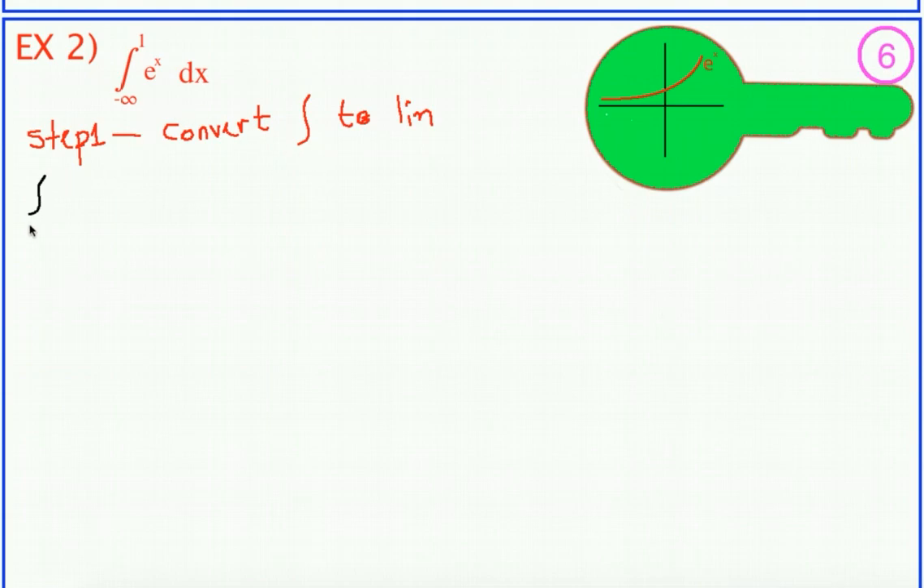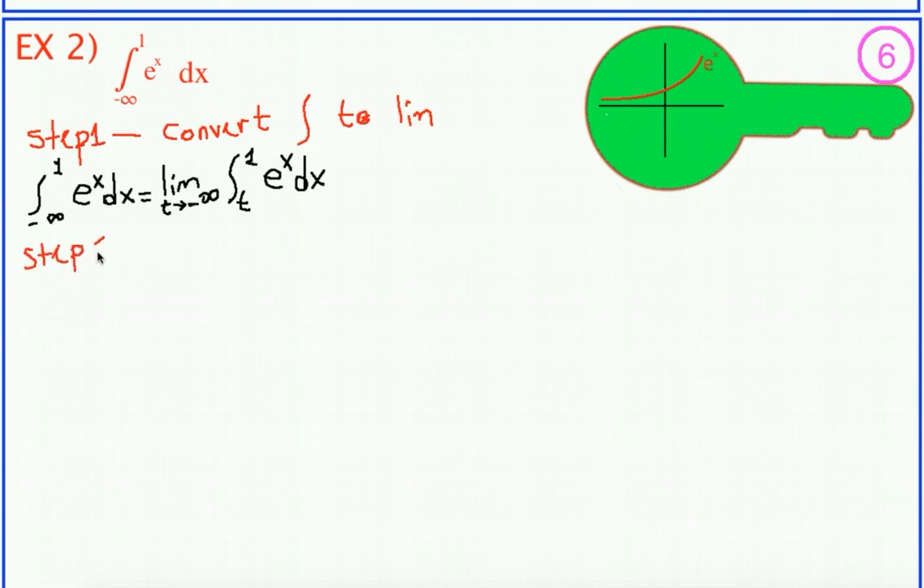Our integral from negative infinity to 1 of e to the x dx becomes the limit as t is approaching negative infinity. Be careful, not positive infinity. The integral from t to 1 of e to the x dx. So we completed our step 1. We completely converted our integral into a limit. Now we're going to evaluate this integral. So step 2 is to calculate the integral.